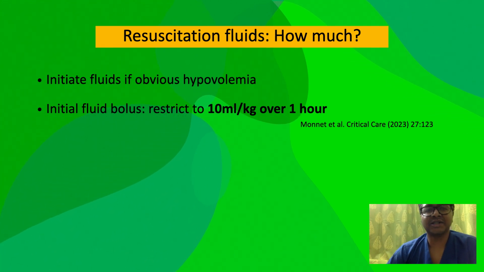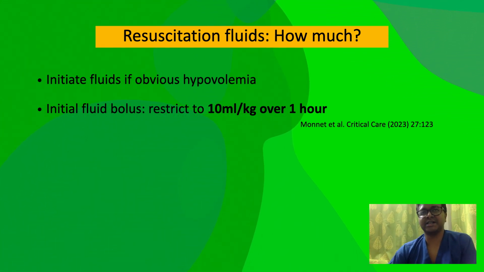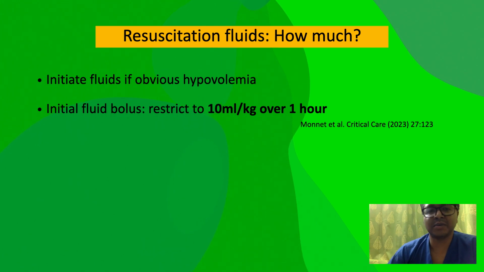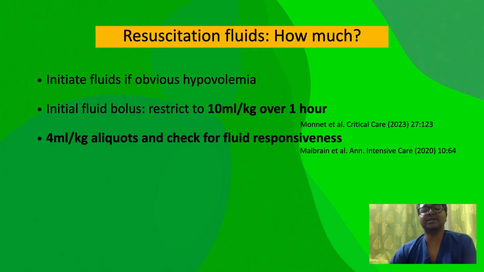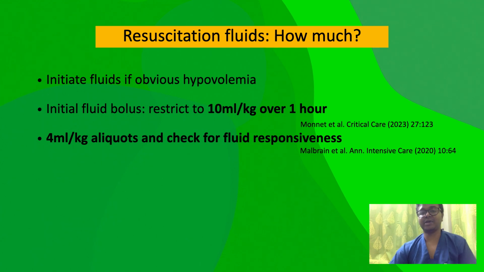It is better to restrict the initial fluid bolus to 10 ml per kg rather than higher volumes like 20 to 30 ml per kg. And a few authors even suggest that we give fluids in even smaller aliquots and look for fluid responsiveness and check whether giving this amount of fluid is actually beneficial to our patients or not.